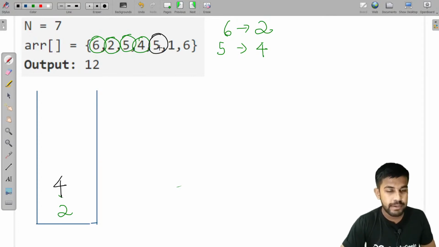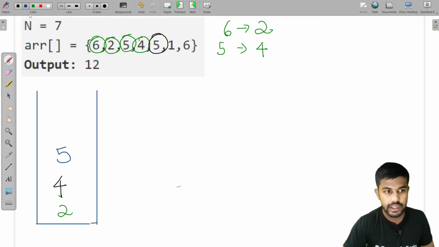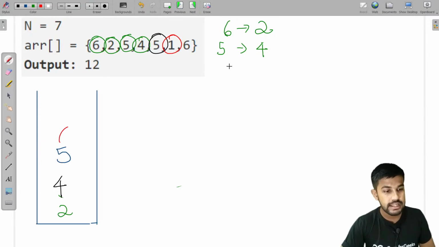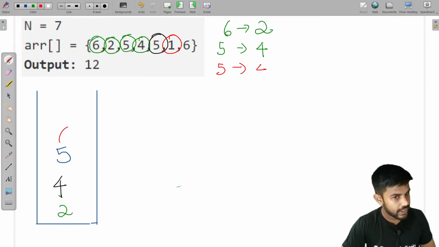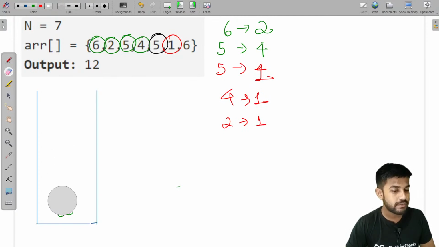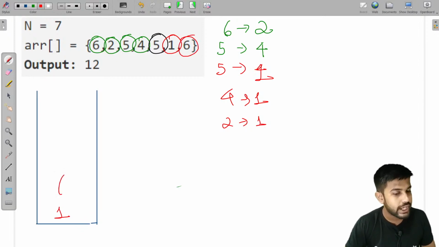Now the next element is 5. We can see that the top element is smaller than that, so we insert this 5. Now the current element is 1, so we found an element smaller than the top. We keep popping: 5's next smaller element is 1, 4's next smaller element is 1, and 2's next smaller element is 1, because all these elements are larger than 1. At the end we push this 1. Then we found an element which is greater than the top element, so we insert this as well.